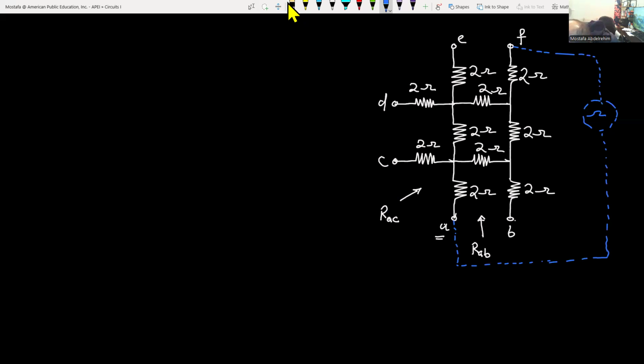But still, the other terminals B, C, D, E are float, so open circuit. They are not connected to anything. B is not connected to anything. So there is no current here. It is zero. So zero here, zero here, zero here, zero here. So you can just remove these float branches. So I'm gonna remove C. I'm gonna remove D. I'm gonna remove E. And I'm gonna remove B. Fine.